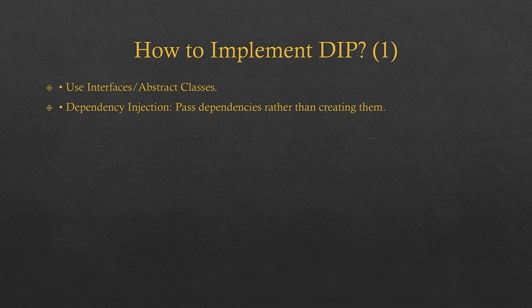So, how do we implement DIP? One approach is to use interfaces or abstract classes. This allows us to define contracts that high-level modules can depend on rather than concrete classes. Additionally, dependency injection is key in implementing DIP effectively.